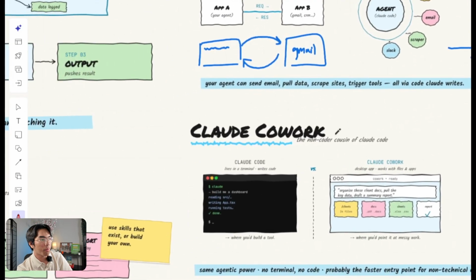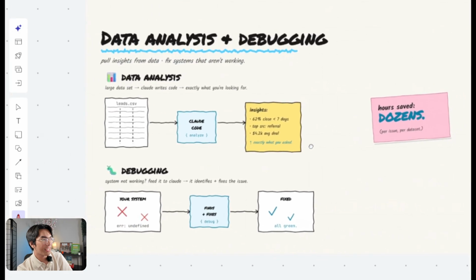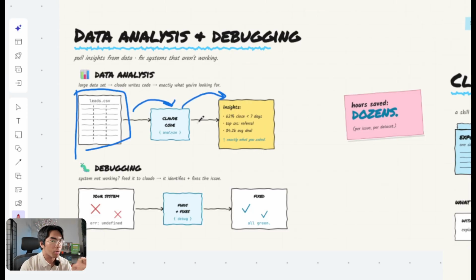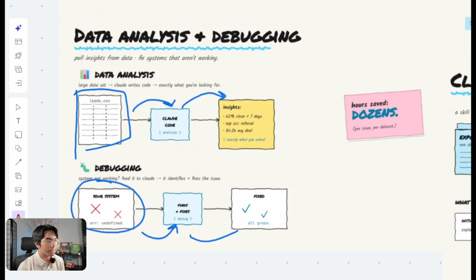All right, so from there, we now reach data analysis and debugging. If you have a large data set and you need to pull insights from it, Claude Code can write the code to process it and give you exactly what you're looking for. And if you have an existing system that's not working correctly, you can feed it to Claude Code and have it identify and fix the issue. In the past, when I would need to sit down and read code for hours just trying to find one bug, you're able to give the entire folder straight to Claude Code and simply ask for the output.